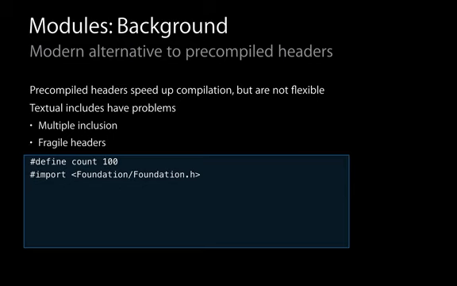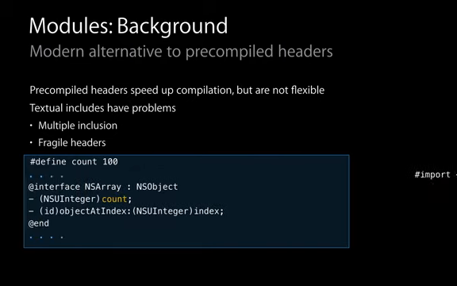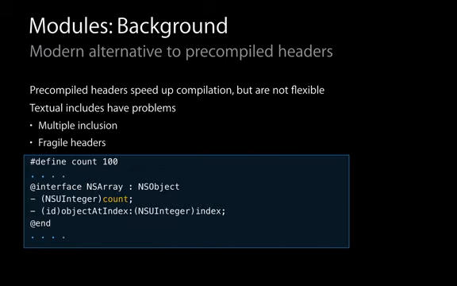So here I've defined a macro count to the value 100, and then I import the Foundation framework. Now inside the Foundation header, there's an include for the NSArray definition. And NSArray has an ivar of count. So the macro of count gets substituted as literal text in that place. And we end up with completely broken code where instead of the ivar name, we have a value of 100.